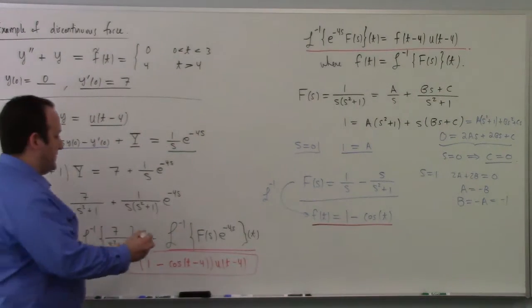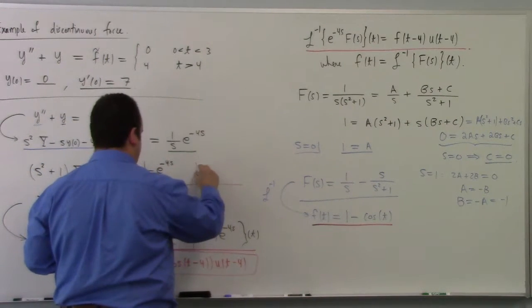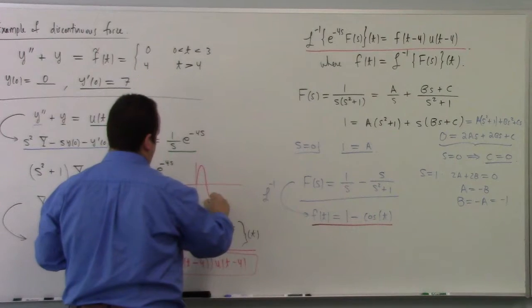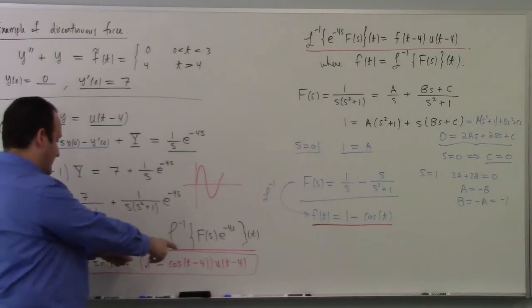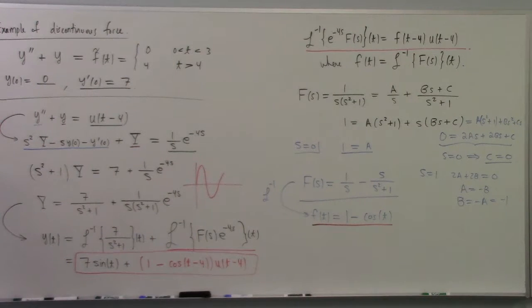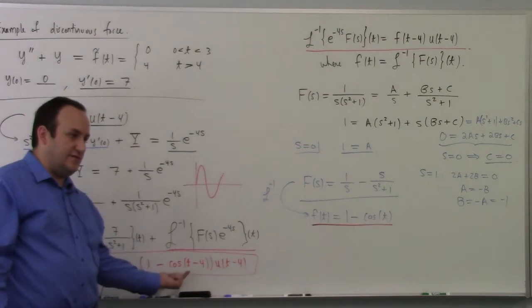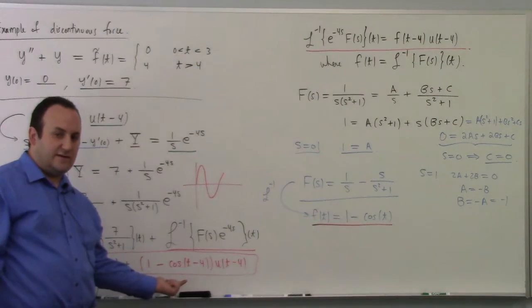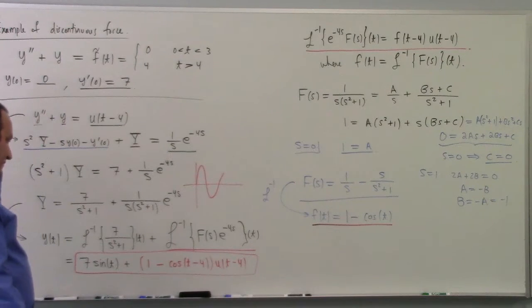So if I was to graph this thing, it's like 7 sine t, right? Up until time 4. At time 4, this thing turns on. Boom. And what's that do at time 4? Well, that's 0 originally at time 4, right? At t equals 4, this is 1 minus 1, which is 0, right? So initially, this doesn't do anything. But then as time goes on, we add this term in, right?